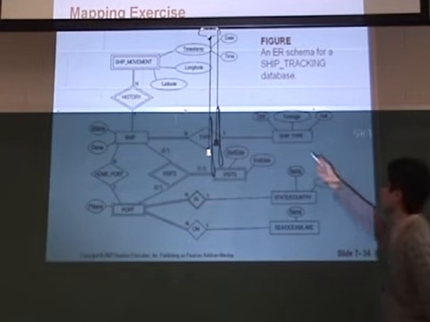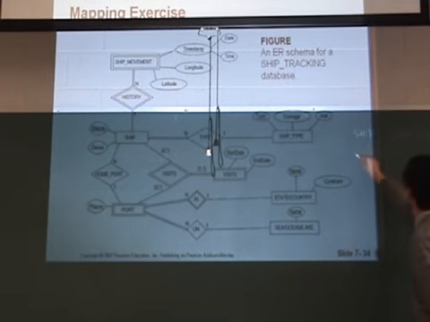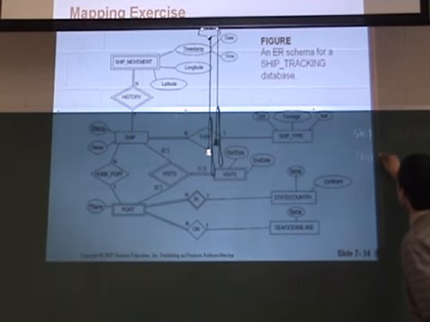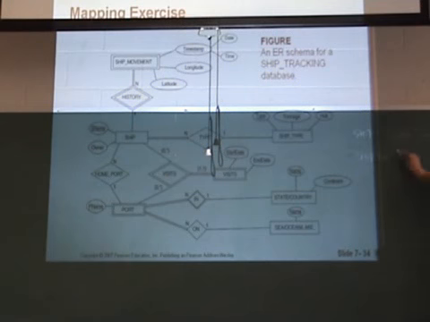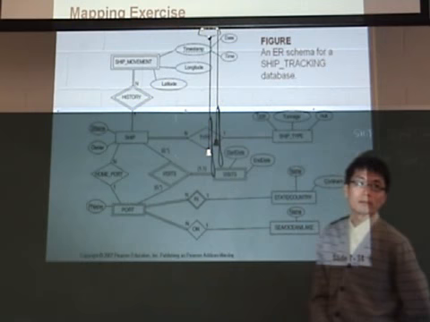Then next, this problem is an obvious case, right? So this is another entity, so we can create a relation with the primary key. It's a type, right? So type will be a primary key. Then other attributes. Okay. What is the relationship between the ship and ship type?